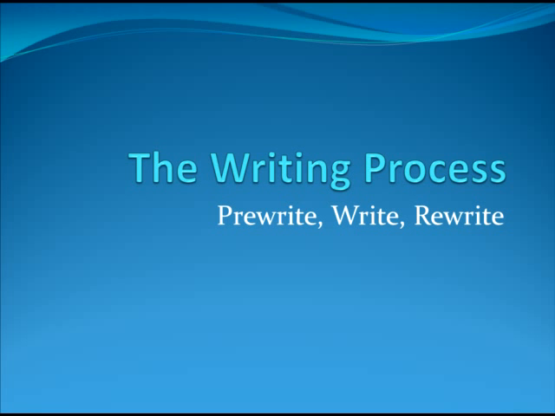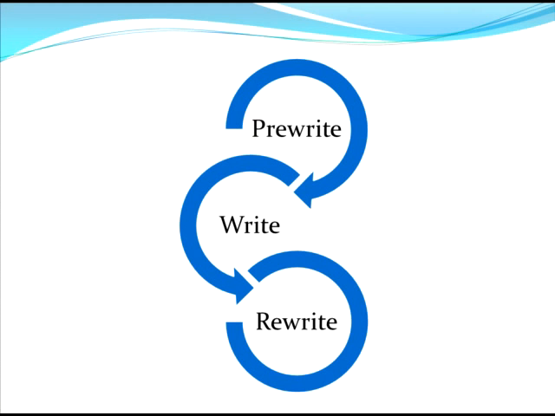This presentation will provide a brief overview of the writing process. The writing process consists of three general, broad steps: pre-write, or come up with ideas; write, express those ideas; and rewrite, improve how you express those ideas. Writers often refer to pre-writing as brainstorming, writing as drafting, and rewriting as revision.